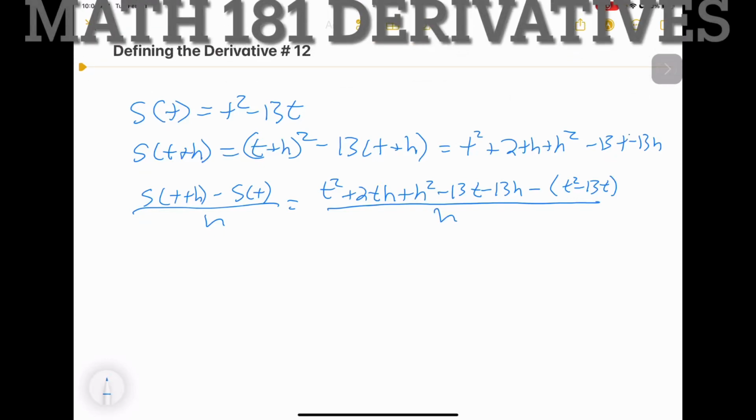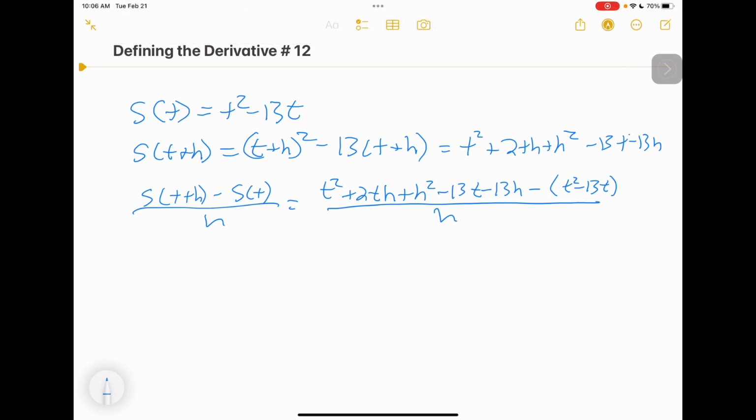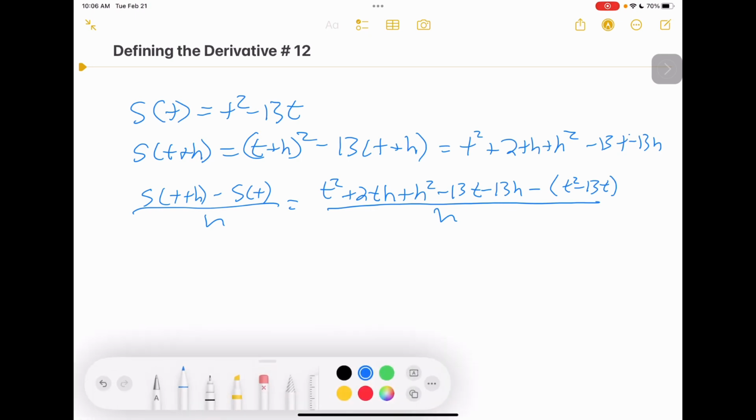Got a question here from defining the derivative, number 12. The function is s of t equals t squared minus 13t, and we're supposed to find, for the first part, s of t plus h minus s of t all over h. So this is what we're after right here.